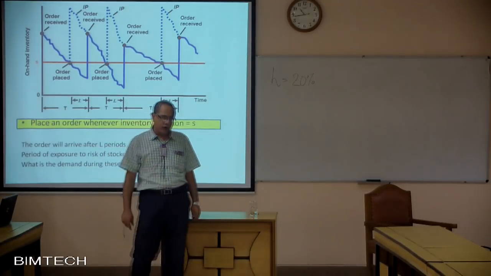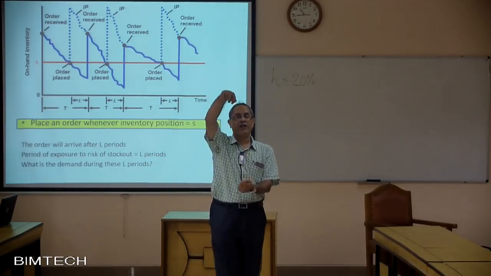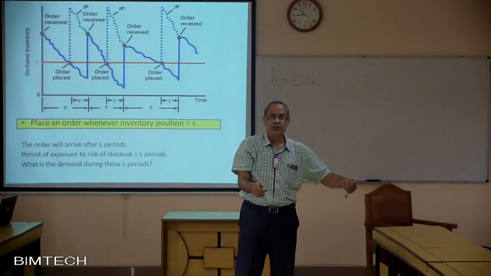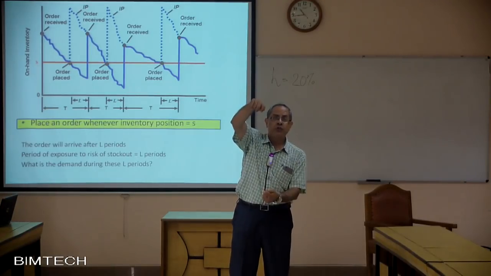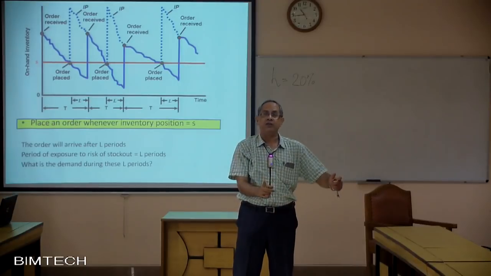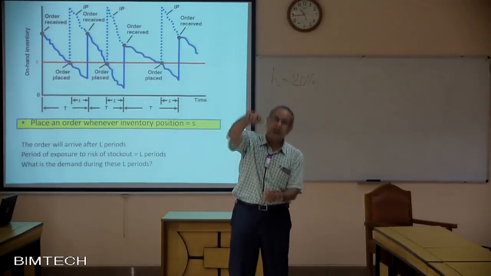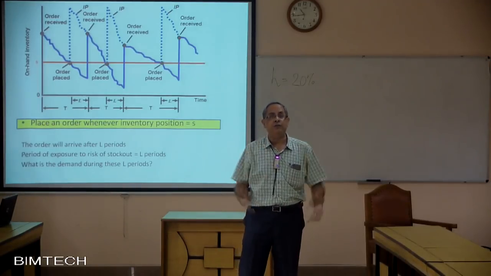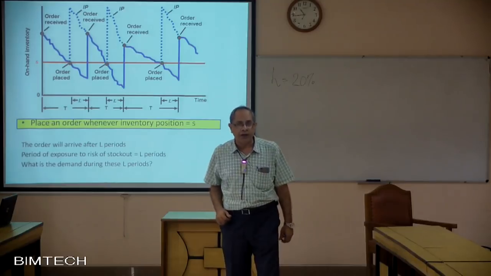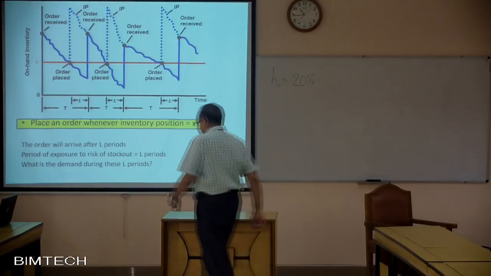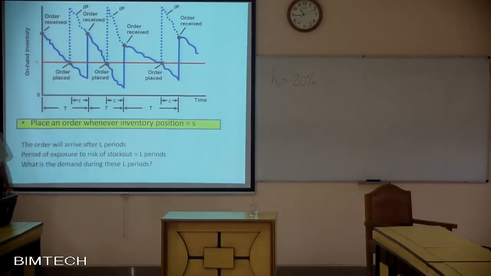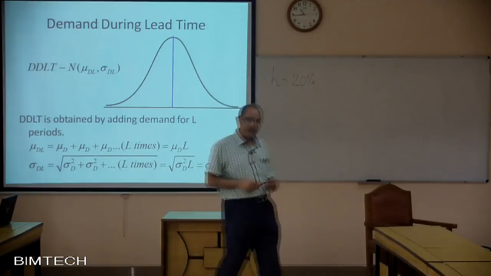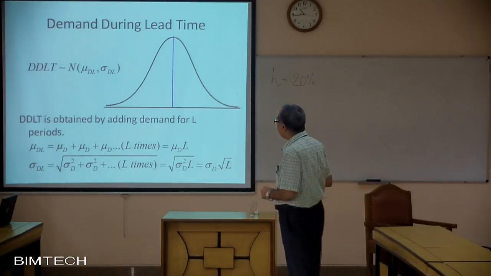And obviously, if I want to determine how much inventory I should have at the beginning of that period so that it lasts for L periods, that inventory must be estimated based on the demand during the L periods, because that inventory is going to feed the demand. So I must know the demand for those L periods. Okay, so let us look at the demand during lead time. I call it DDLT here.